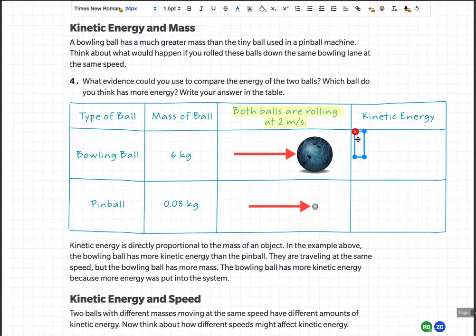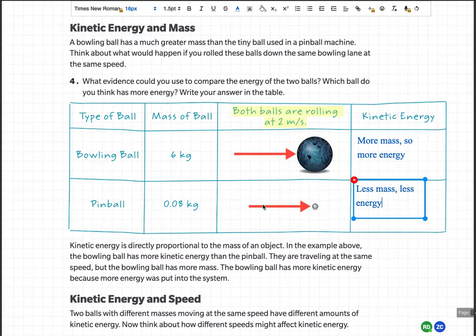So let me make this text a little smaller as I go through these. More mass, so more energy. Less mass, less energy. Now, that isn't always the case, right?